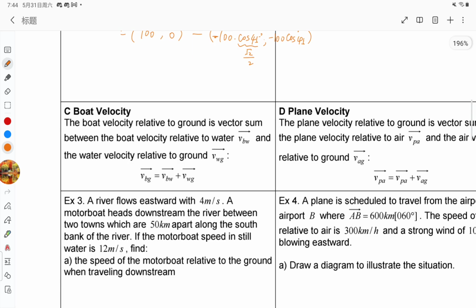And then let's see, boat velocity relative to the ground is a vector sum of the boat velocity relative to the water and the water velocity relative to the ground. I think this is quite interesting, right?